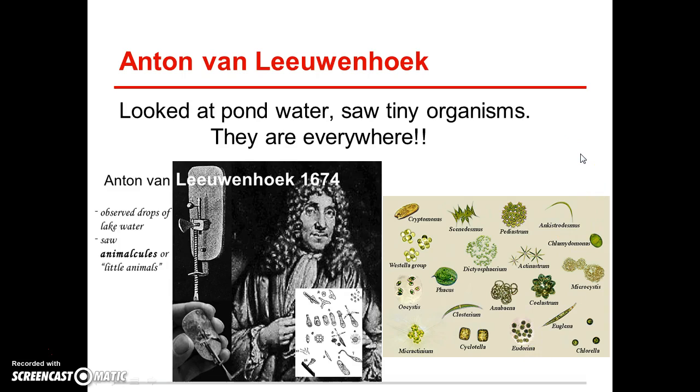Around the same time, Anton van Leeuwenhoek, 1674, he was also using an archaic microscope. You can kind of see a size reference right here, but this is what it looked like. Super weird. But he looked at pond water, lake water, and even rainwater, and he saw that there were tiny little critters moving around in there. And so he has the idea that there are organisms literally everywhere. And this image right here is showing some modern day drawings of some of the algae that grow in lake water. So he's just like, oh my gosh, they're everywhere.